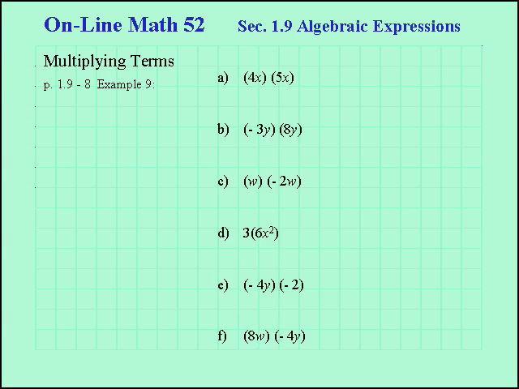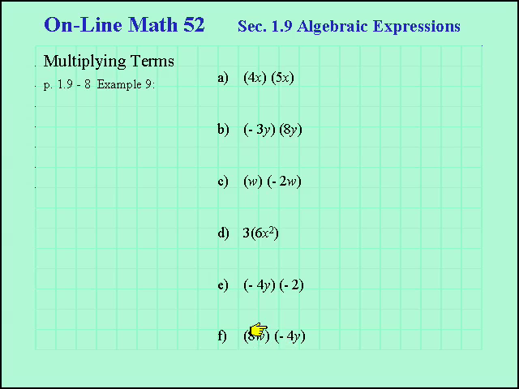Example 9. We're now going to get into multiplying terms. And when we multiply, they don't need to be like terms. Especially, in fact, I'll even come right down here and do this one first, letter F. 8w and negative 4y, they are not like terms. But when we multiply them, we multiply the coefficients together. 8 times negative 4 is a negative 32, and then times a w and times a y.